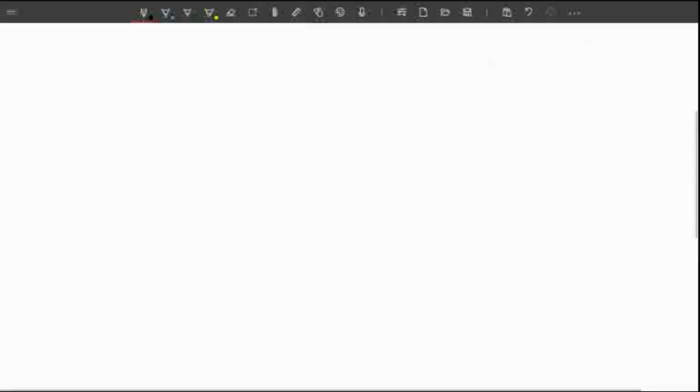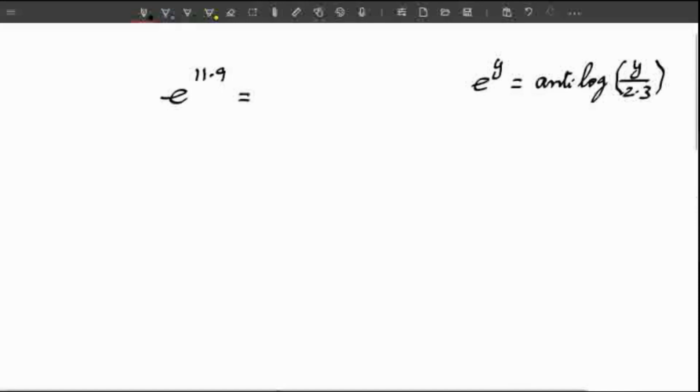And for the given problem, e power 11.9, your method should be anti-log of 11.9 divided by 2.3. First divide 11.9 by 2.3. How would you divide? Our methodology: 11.9 is there and 2.3 should be converted to the whole number 2. You are subtracting 0.3 in the denominator.